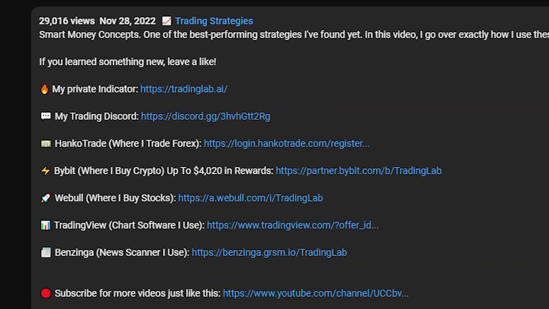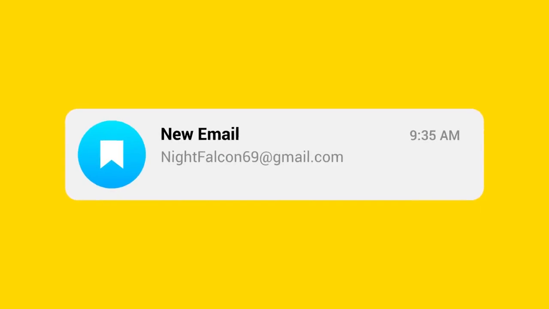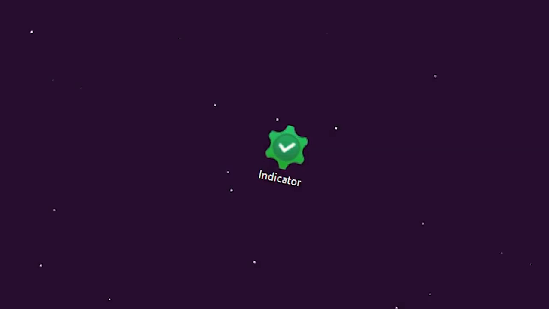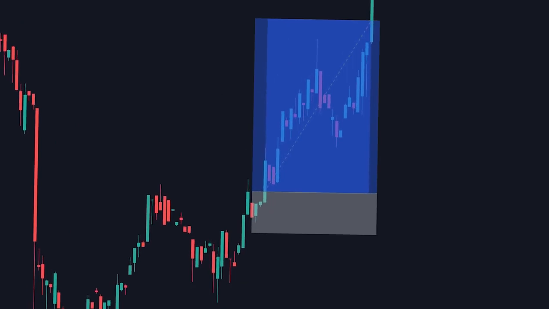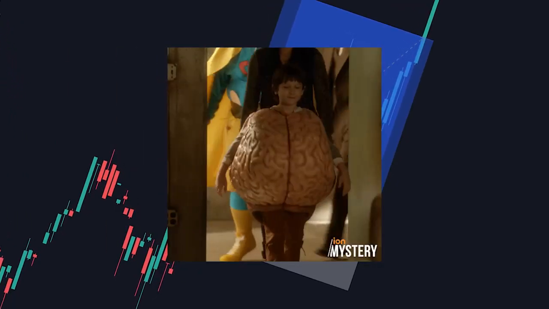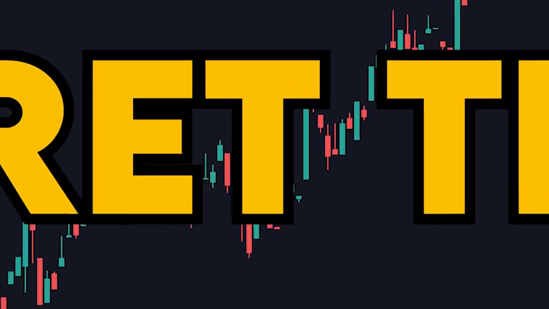First, you have to download said indicator. Go to the link in my description and it'll take you to my website. Just type in your email, that's it. That's all you have to do. You will then receive an email with the indicator file. Now, I'm gonna explain this in the simplest way possible. Then we'll go over some live examples in the real market and get a little more advanced. Then after that, I'll give a secret trick you can do to make this strategy so much more successful.